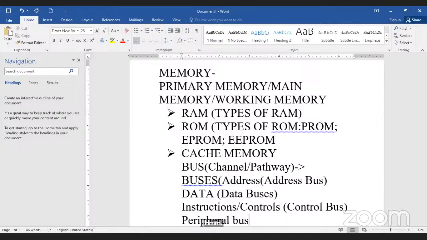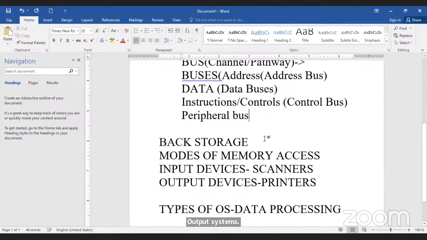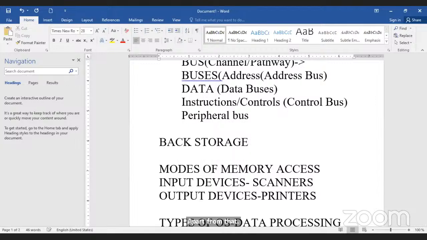It transfers data between input and output systems. Apart from that, let us have a look at cache storage.